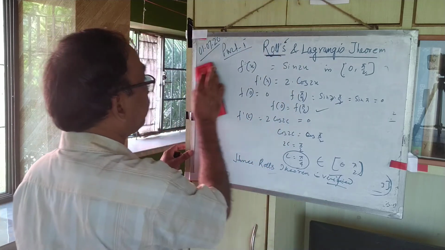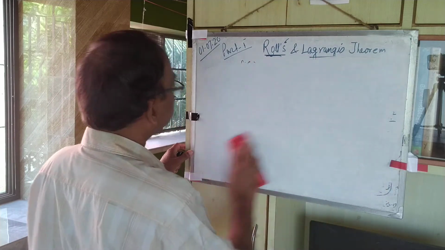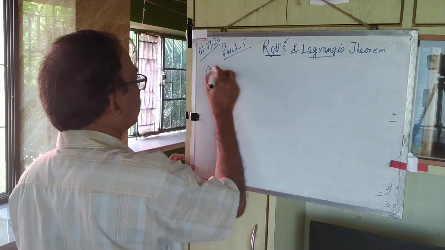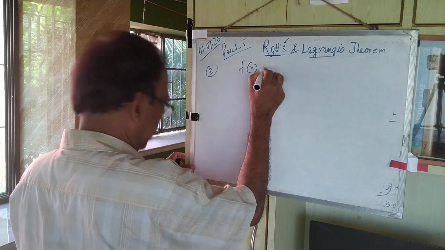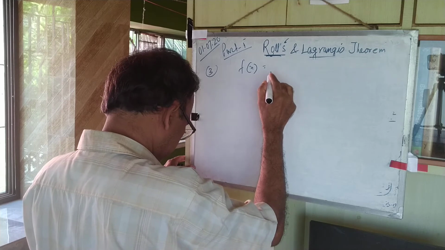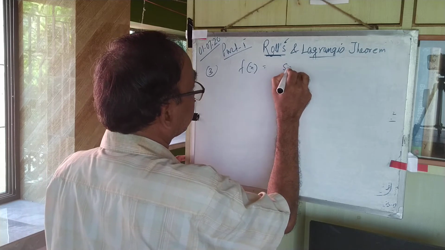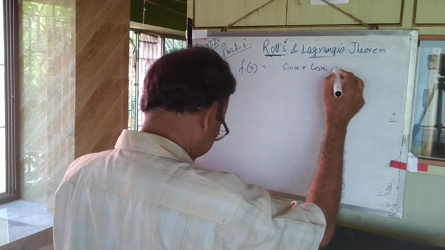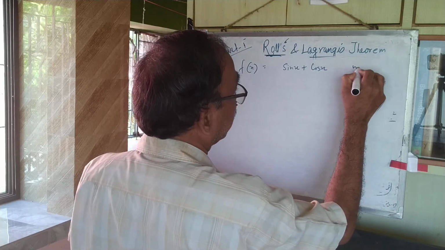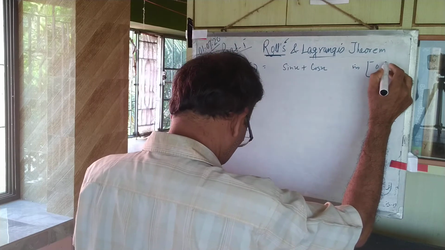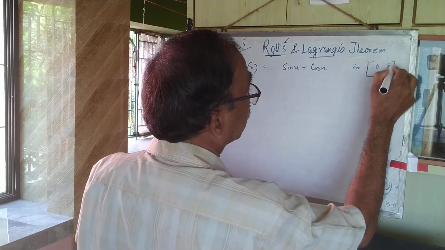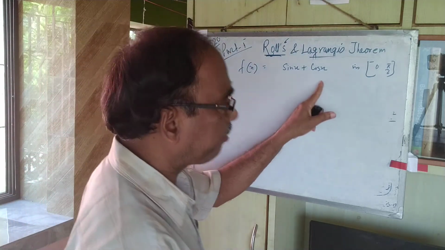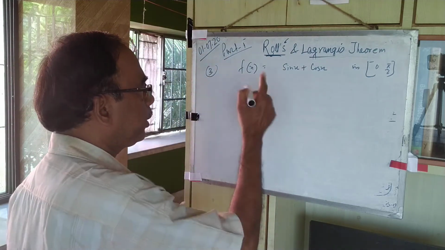Next, sum number 3. Here f(x) equals sin x plus cos x in the interval 0 to pi by 2. In this case, f(x) is a trigonometric function, therefore it is continuous.